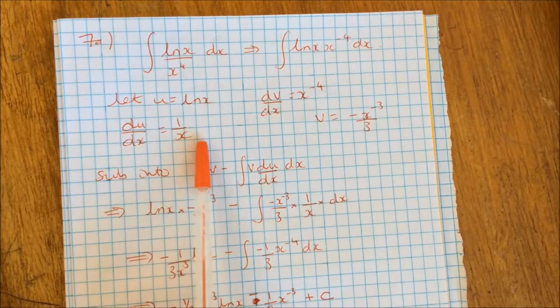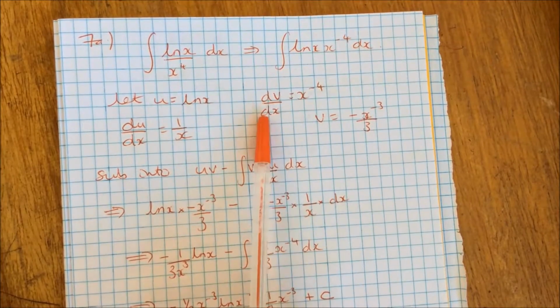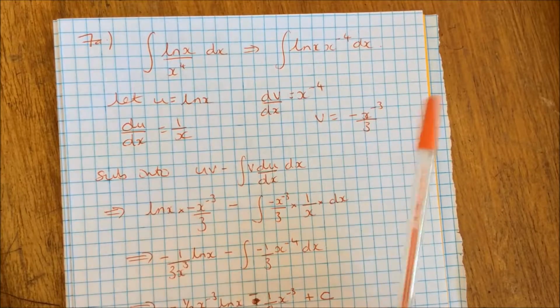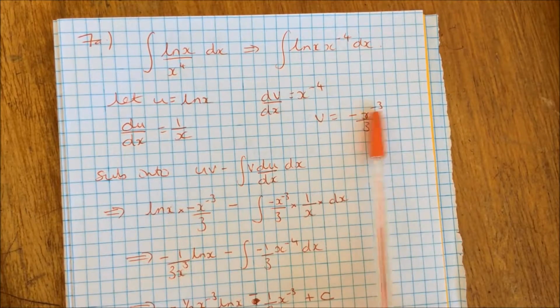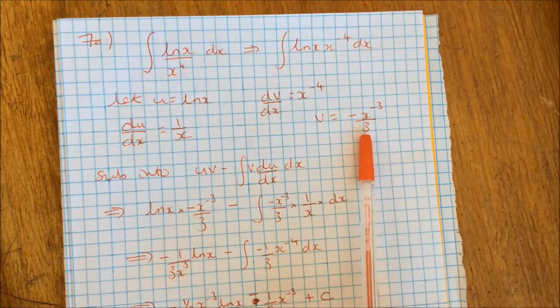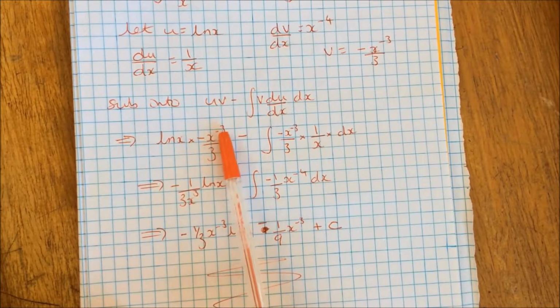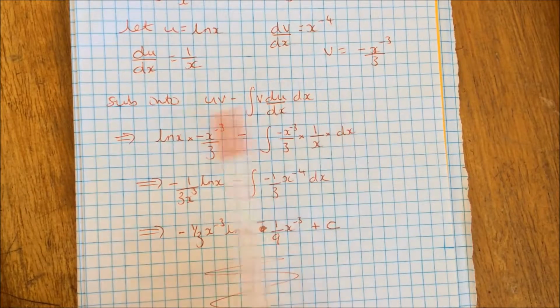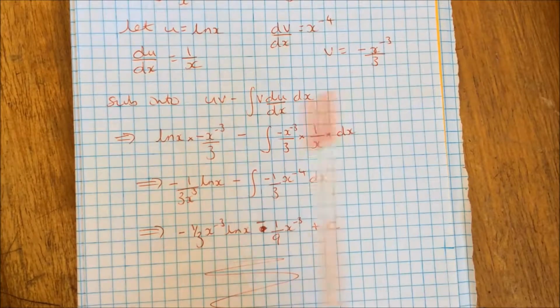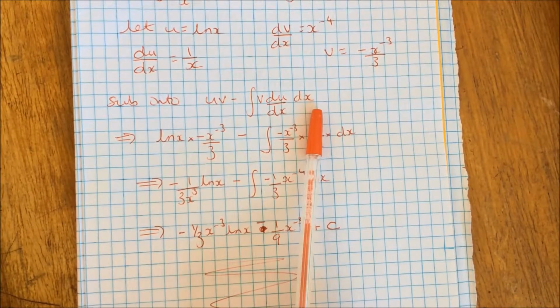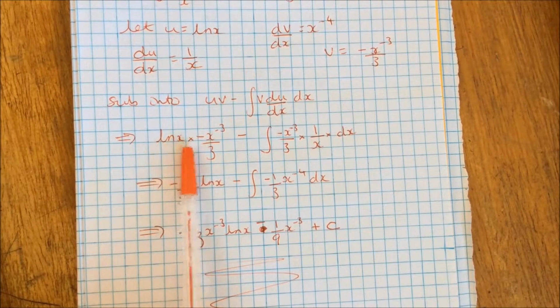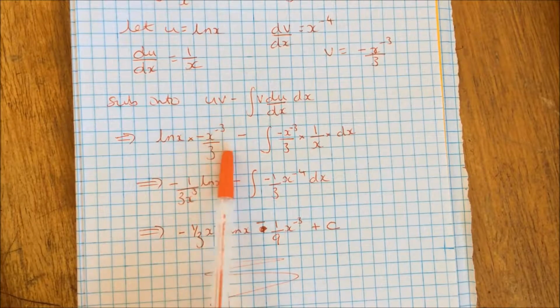Differentiate that to get du by dx, which is obviously 1 over x. Integrate that to get v, which gives us minus x to the minus 3 over 3. This formula is in the booklet, but you probably know it off by heart. Hopefully you've used it so many times in your revision. So let's put all of these four things in the correct place in this formula. Going to get log x minus x to the minus 3 over 3.